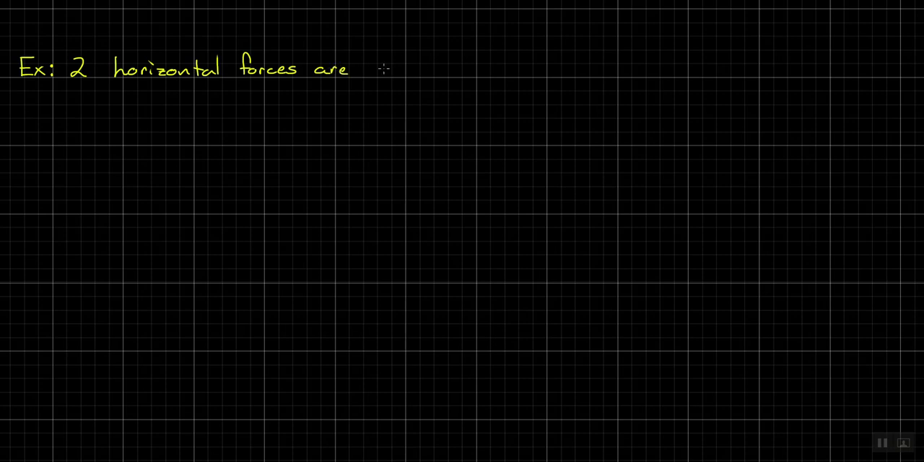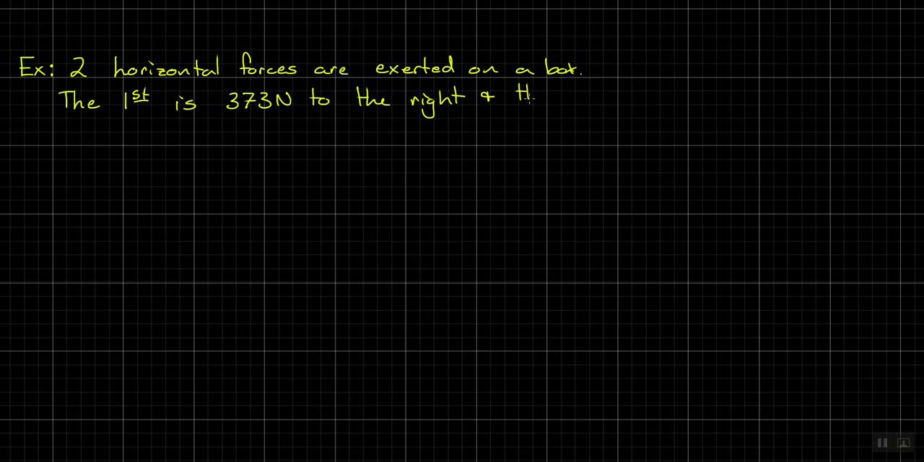Two horizontal forces are exerted on a large box. I don't really care that it's a large box, I'm just going to call it a box. Okay. Two forces acting on a box. That's where we're at right now. The first of these two forces is, let's say, 373 newtons to the right. And the second is 173 newtons to the left.